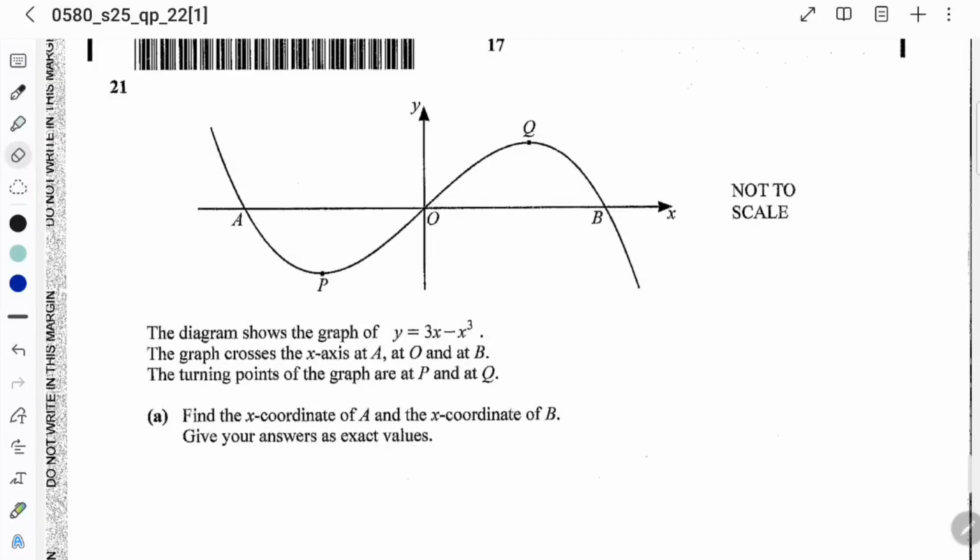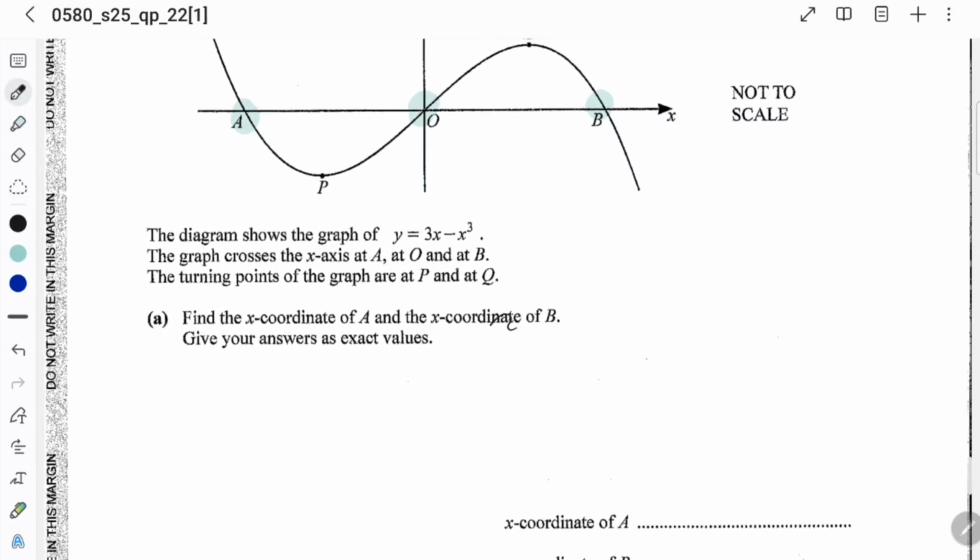The next question, 21, is a cubic equation 3x minus x cube. The diagram shows the graph crosses the x-axis at a, at the origin, and at b. Find the turning points of the graph, the x coordinate of a and the x coordinate of b. Give your answer in exact values. So we can easily factorize this and find out the value of x and the coordinates of a and b. So 3x minus x cube is equals to 0.